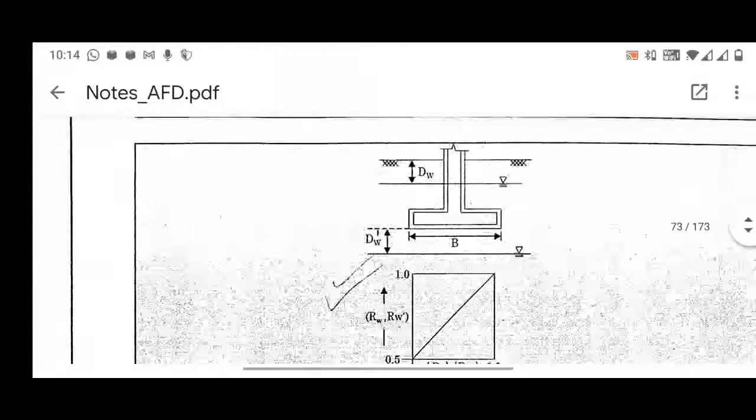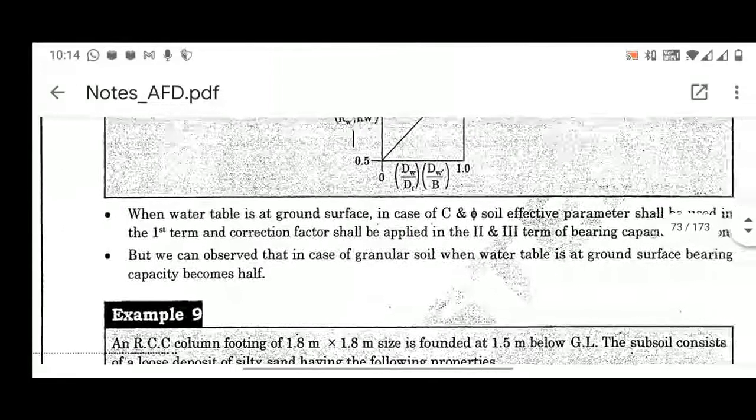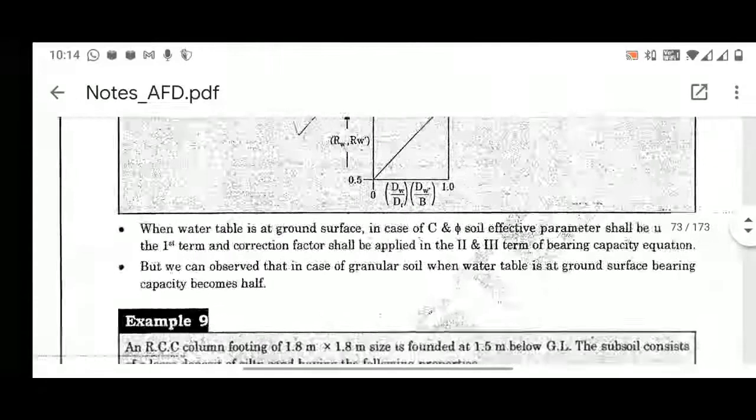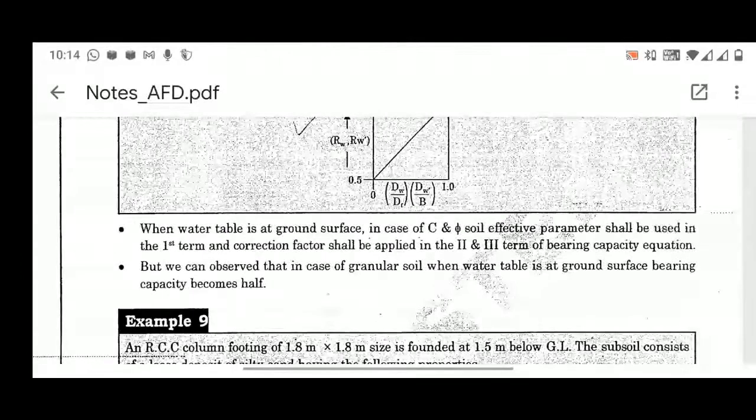Now, when the water table is at the ground surface, in case of cohesive and frictional soil, effective parameters shall be used in the first term, and the correction factor should be applied in the second and third term of the bearing capacity equation. So class, please note this point, please mark it as an important point, right? Whenever the water table is present at the ground surface, and your soil is cohesive and frictional soil, you have to use the effective parameter.